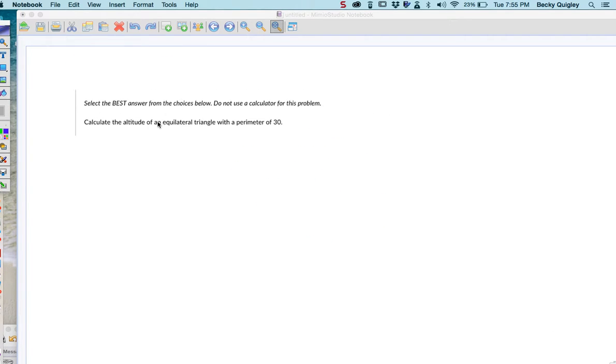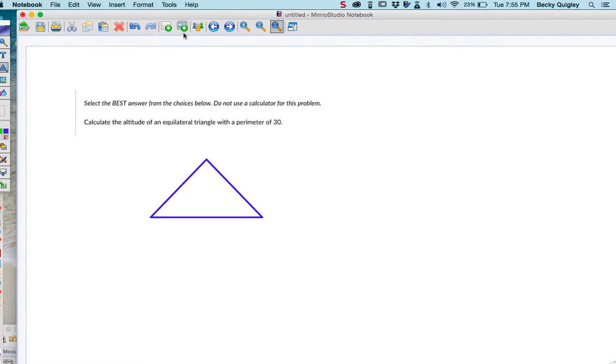So this question asks you to calculate the altitude of an equilateral triangle with a perimeter of 30. So if you have an equilateral triangle, that means all the sides are equal. So if all the sides are equal, and your perimeter is 30, remember perimeter is distance around the triangle, that means each side is equivalent to 10.